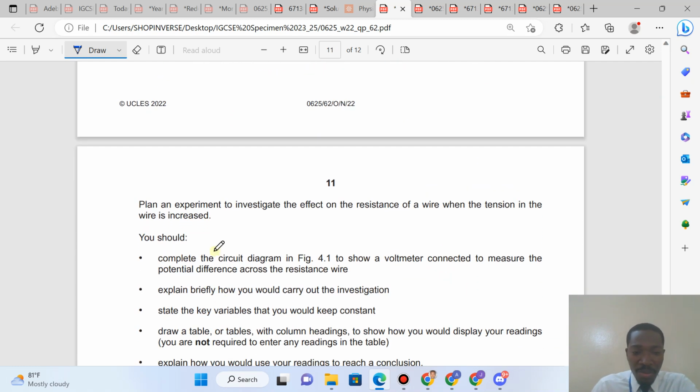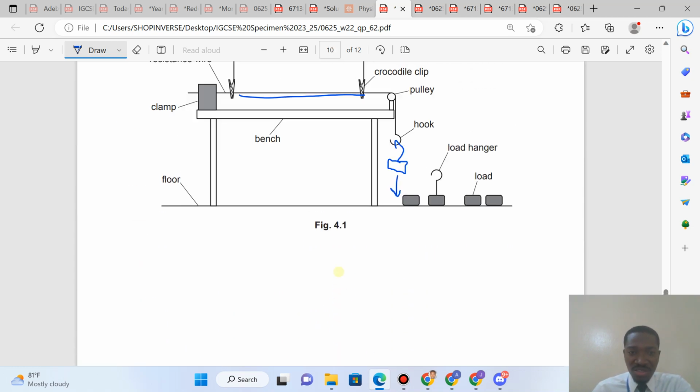What's step one? Plan an experiment to investigate the effect on the resistance of the wire when the tension in the wire is increased. These steps are what you take. Number one, complete the circuit diagram in figure 4.1 to show a voltmeter connected to measure potential difference across the resistance wire. Now, how do you connect the voltmeter across the resistance wire?